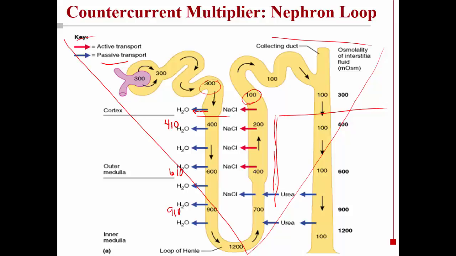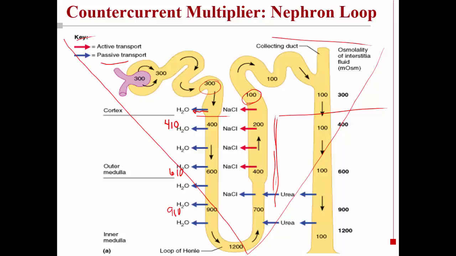Now, once the filtrate leaves the ascending loop, it goes through the distal convoluted tubule, which remember is where tubular secretion occurs, last chance to get rid of any excess ions or harmful substances, and then it will leave through the collecting duct. So if nothing else happens, the urine leaves at an osmolality of 100. And so again, this nephron loop within juxtamedullary nephrons makes dilute urine.